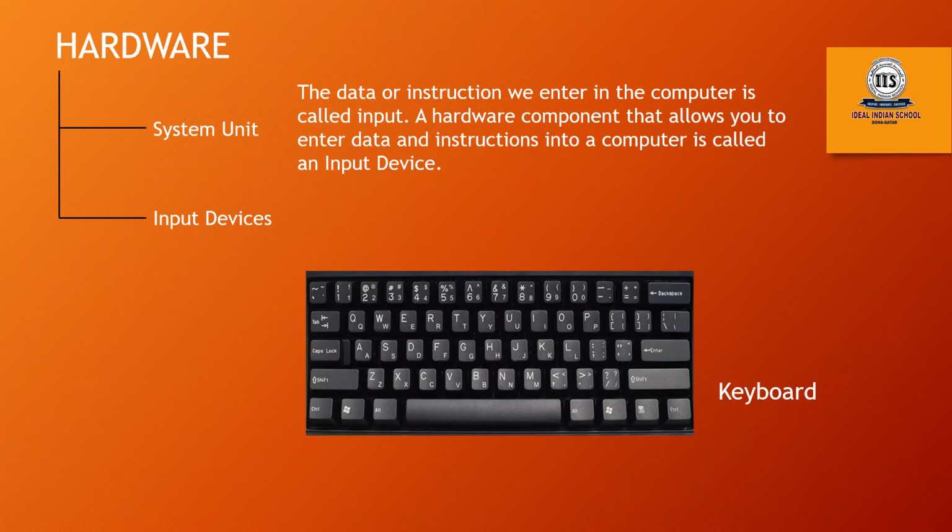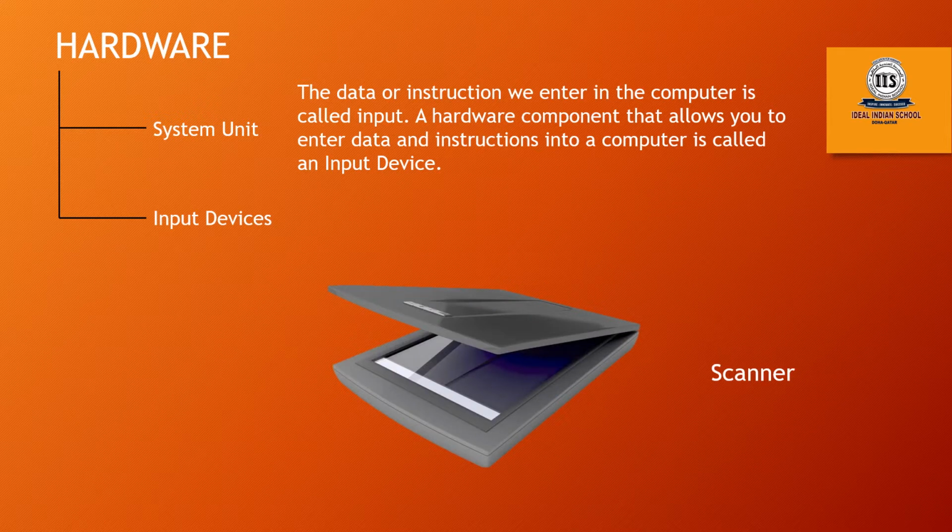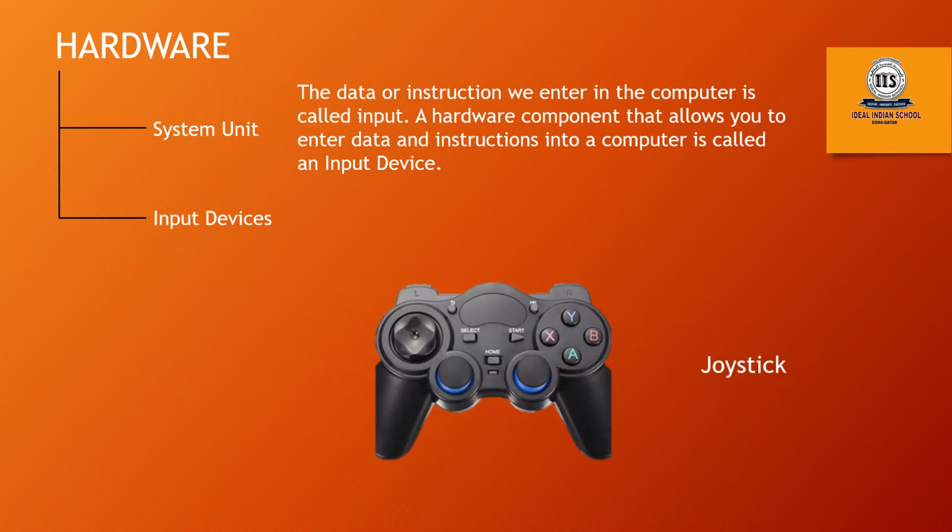Keyboard. It is an input device that is used to enter data into a computer. Mouse. It is an input device that fits under a palm of your hand. It is used to draw pictures and select objects. Scanner. It is an input device which is used to enter images, text, drawings, etc. by scanning into the computer. Joystick. It is an input device which is used for playing games.